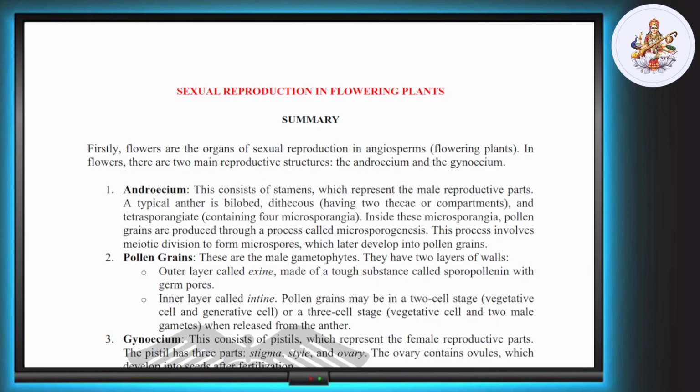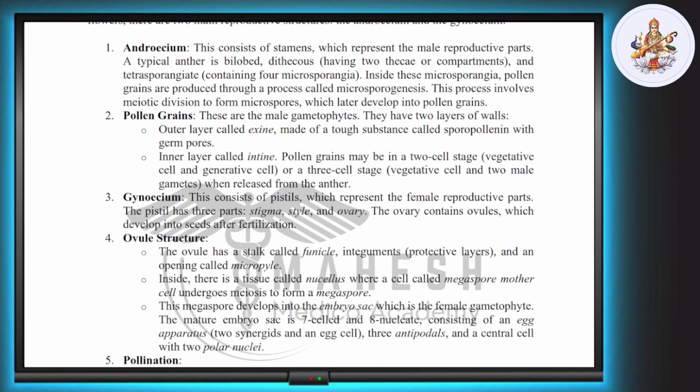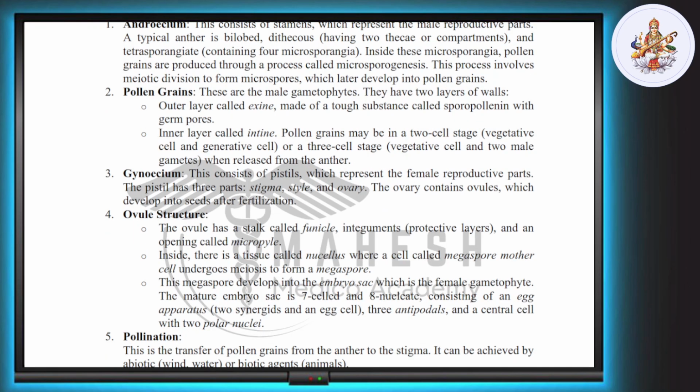Pollen grains are the male gametophytes. They have 2 layers of walls, an outer layer called exine, made of a tough substance called sporopollenin with germ pores, and an inner layer called intine. Pollen grains may be in a 2-cell stage, vegetative cell and generative cell, or a 3-cell stage, vegetative cell and 2 male gametes when released from the anther.